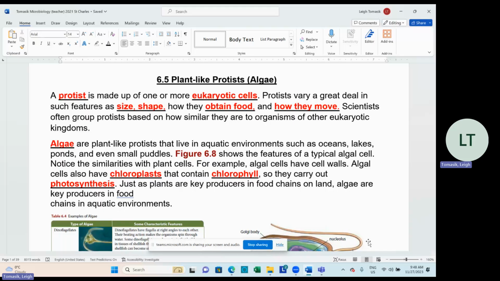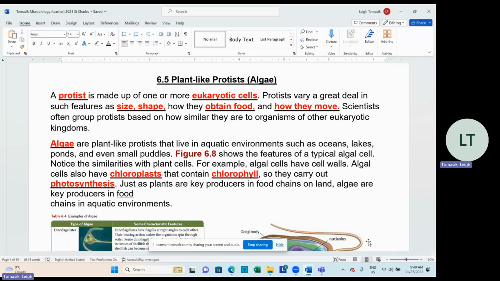Protists vary a great deal in what they look like. And I'm going to show you some today. I'm going to show you some protists that are moving, and you won't believe just the variety of creatures that fall into this group. So they have different sizes. Some are very big. Some algae are like a foot long. They vary in their shape. We're going to see a lot of different types of shapes today. How they obtain food and how they move.